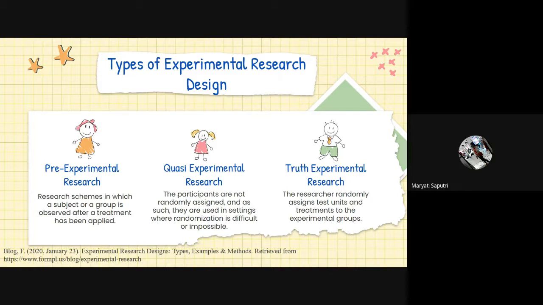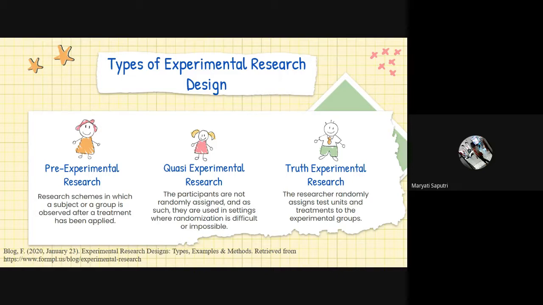And the last I will discuss is true experimental design. It means that the researcher randomly assigns test units and treatments to the experimental group. A true experimental design is one in which the researcher manipulates the independent variable to observe its effect on some behavior or cognitive process, the dependent variable, while using random assignment of participants to a group in order to control the external factors from influencing the result.